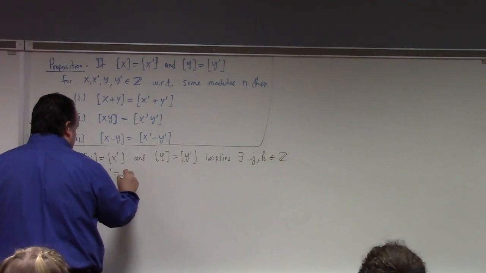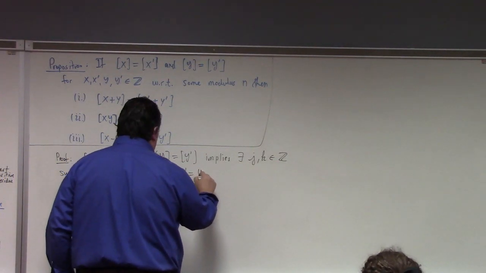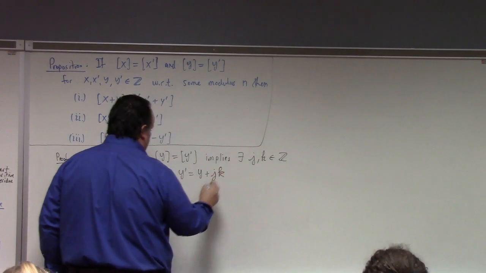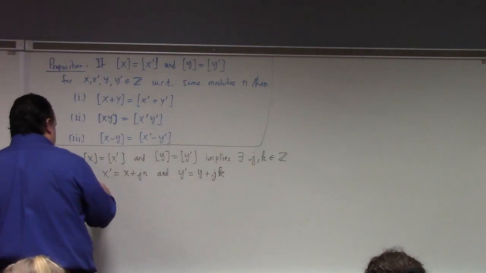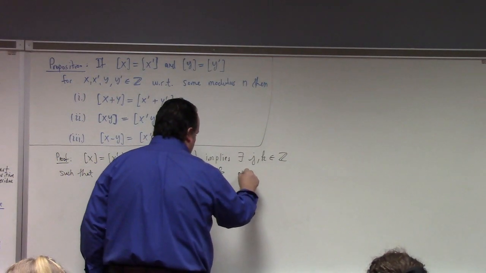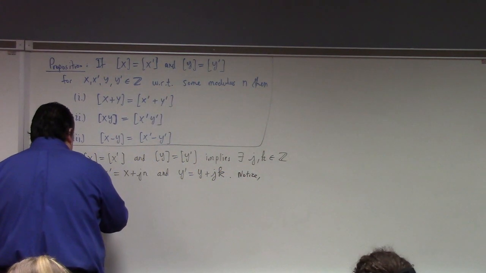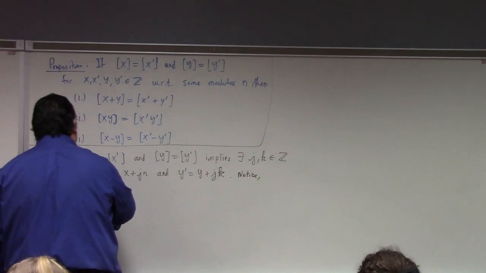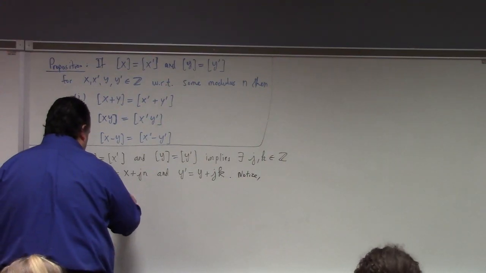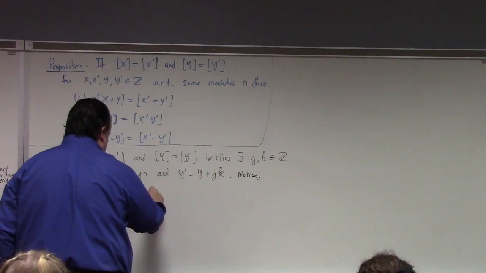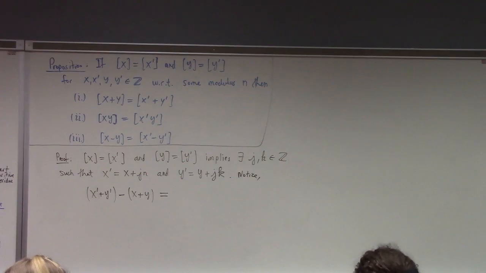Let's say x prime is equal to x plus jn, and y prime is equal to y plus jk. All right? So first order of business, we've got to pick a pattern here. So let's do x prime plus y prime, parentheses, minus x plus y. So what am I doing right now? I'm working on number 1. All right, I'm working on the proof of 1.